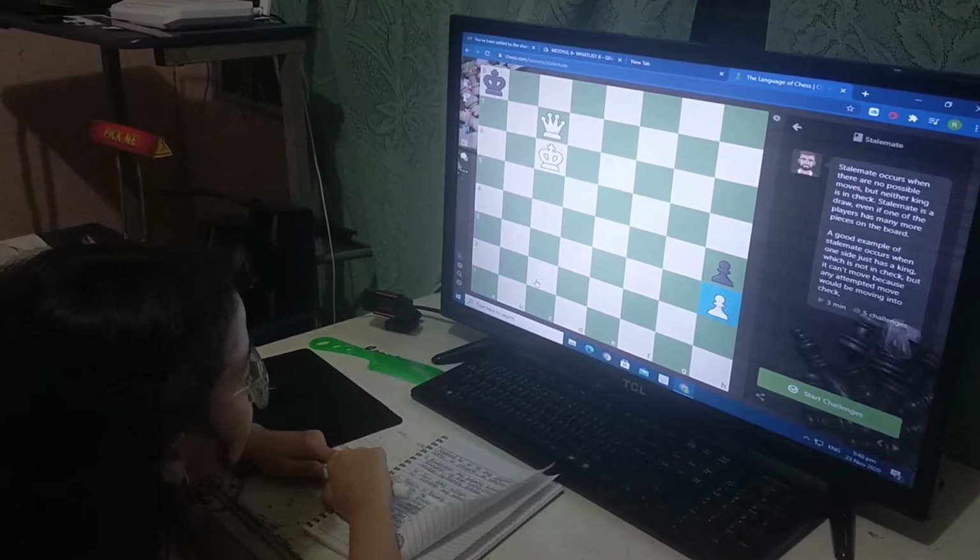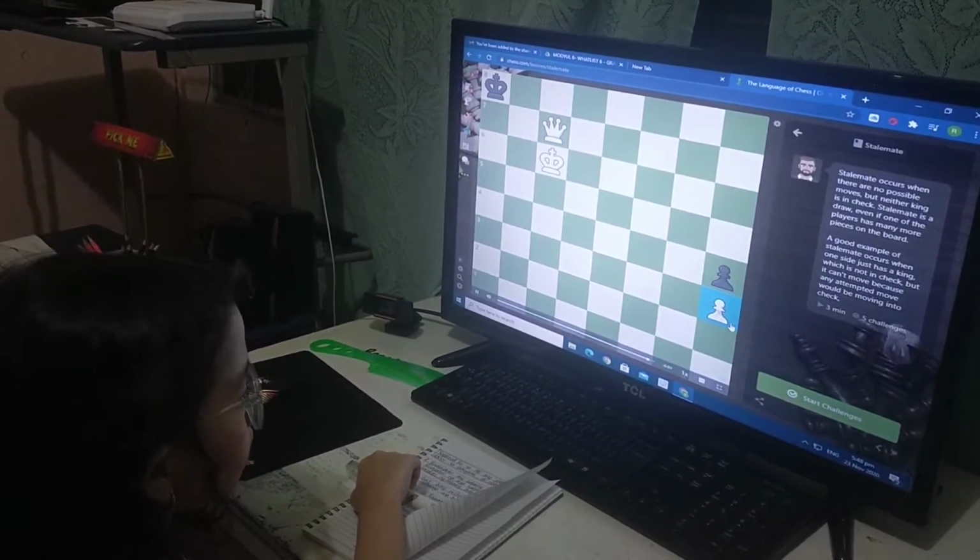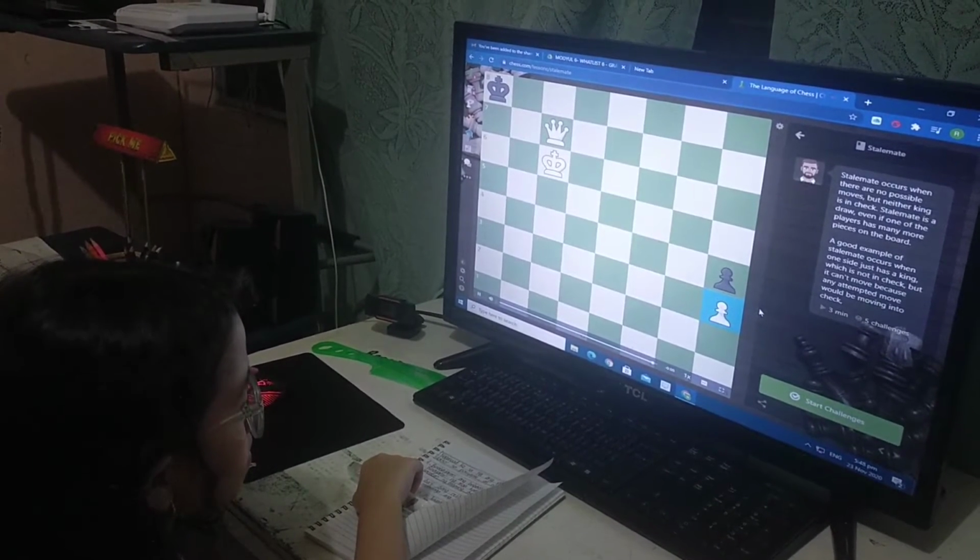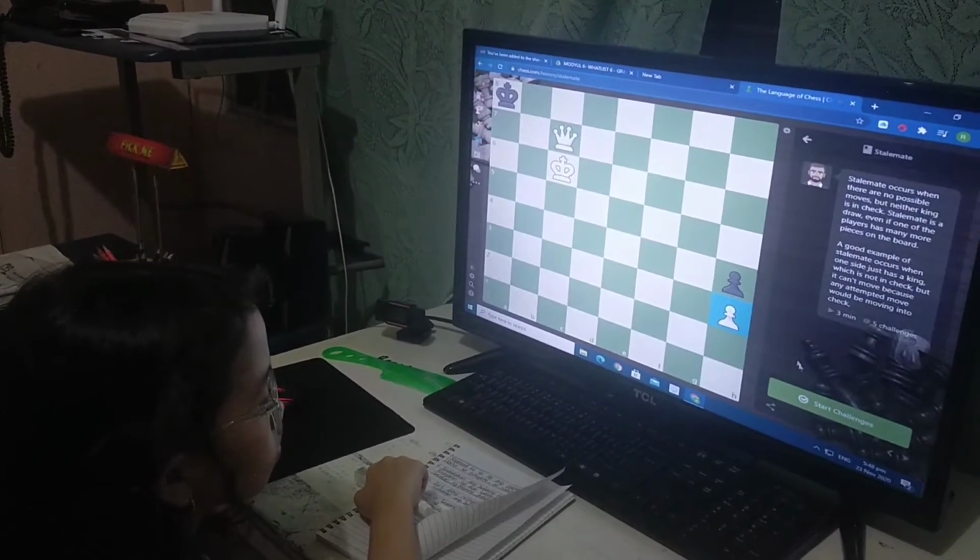Now that you've learned about stalemate, remember to stay alert and avoid it when you're winning. And when you're losing, keep your eyes open for the opportunity to save the game with stalemate.